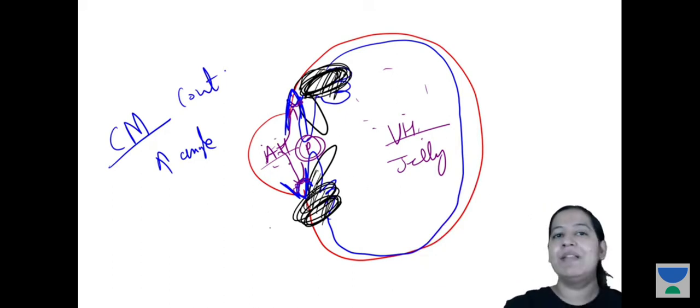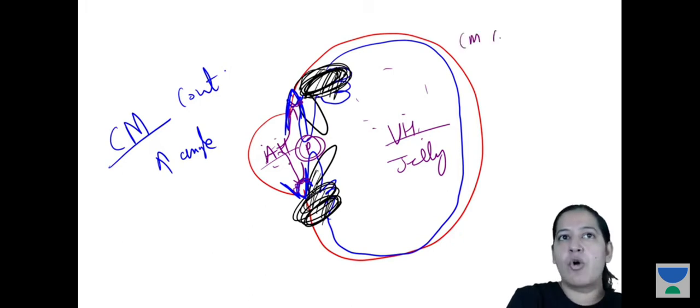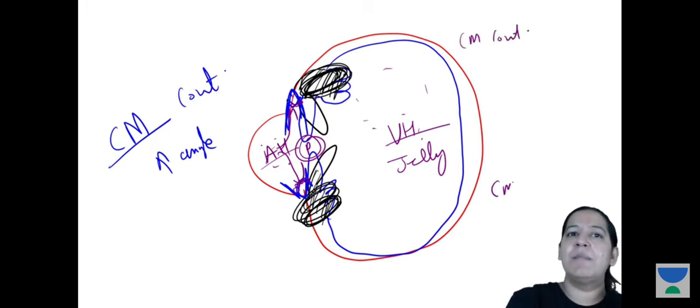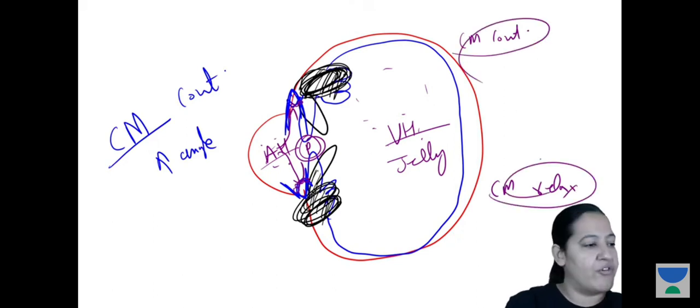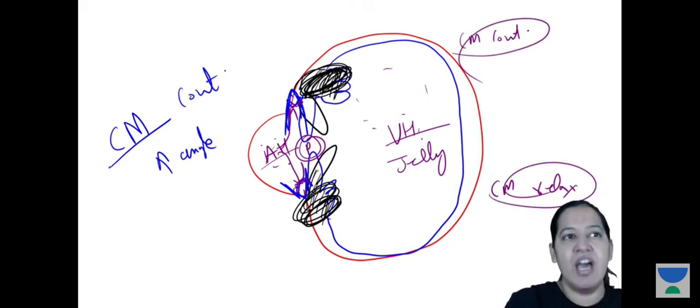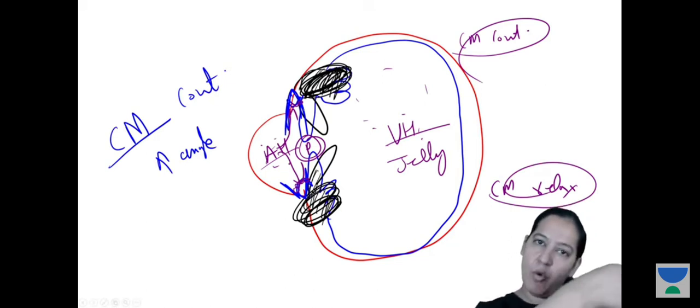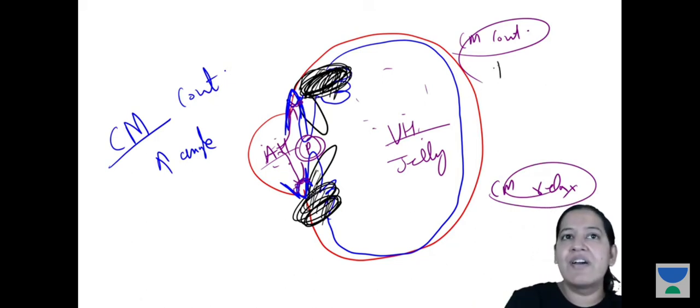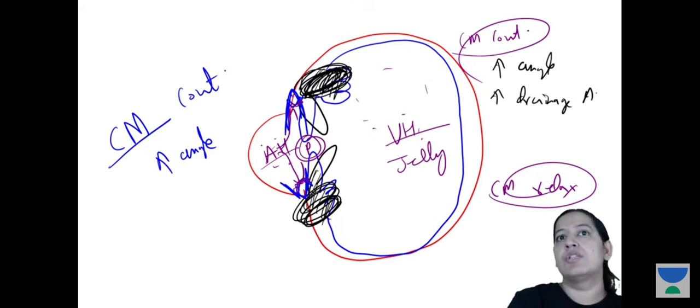Done. So tell me the whole summary. If ciliary muscles are contracting, what will happen? If ciliary muscles are relaxing, what will happen? Who will tell me? If ciliary muscles are contracting, look at the black muscles, they will move the iris towards them. So they will increase the angle. So they will increase the drainage of aqueous humor. So they decrease IOP.